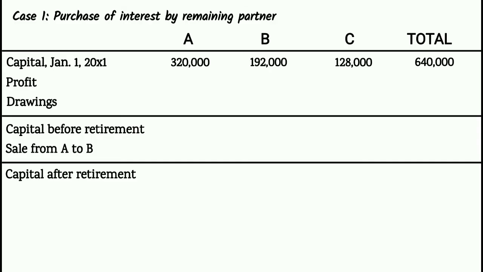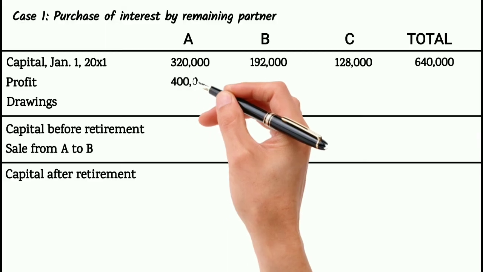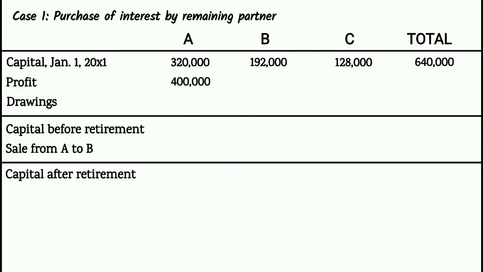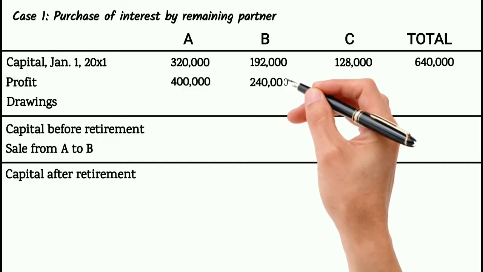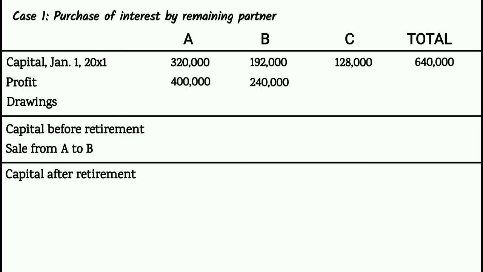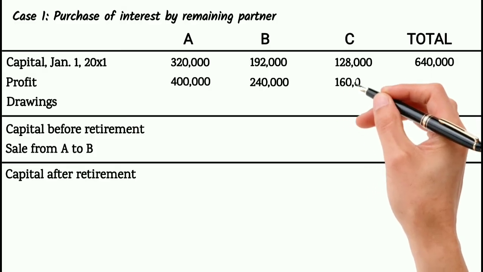So si A, ang kanyang share sa profit ay 400,000 pesos. That is 800,000 pesos times 50%. For B, 800,000 pesos times 30%. That is equal to 240,000 pesos. And for C, 800,000 pesos times 20%. That is equal to 160,000 pesos.